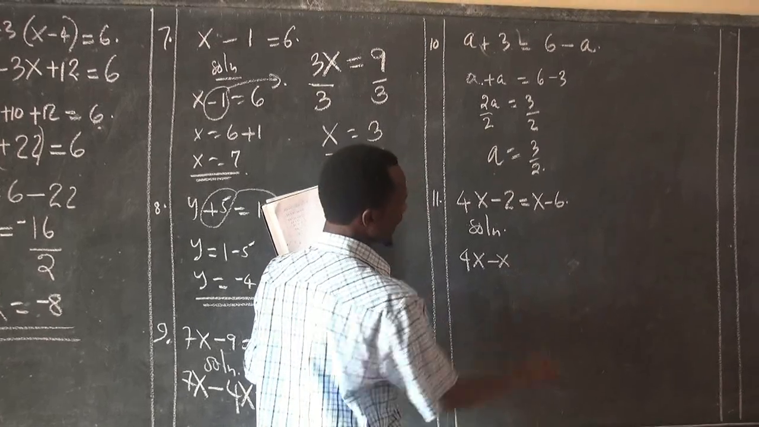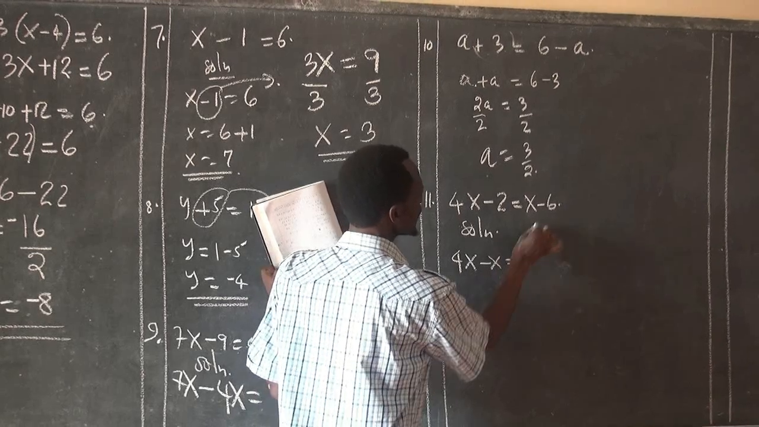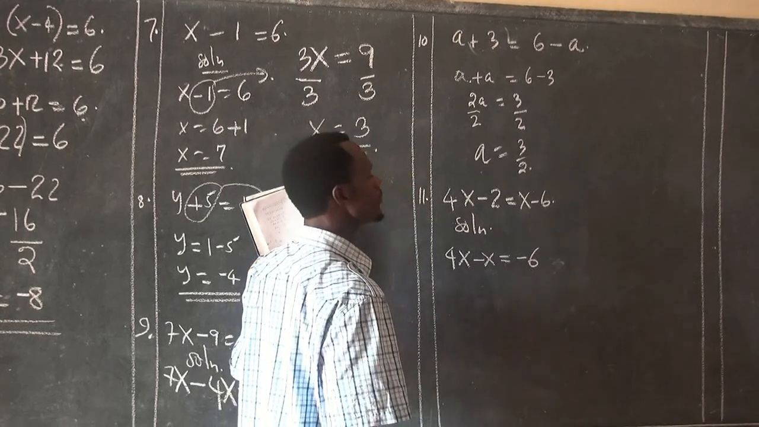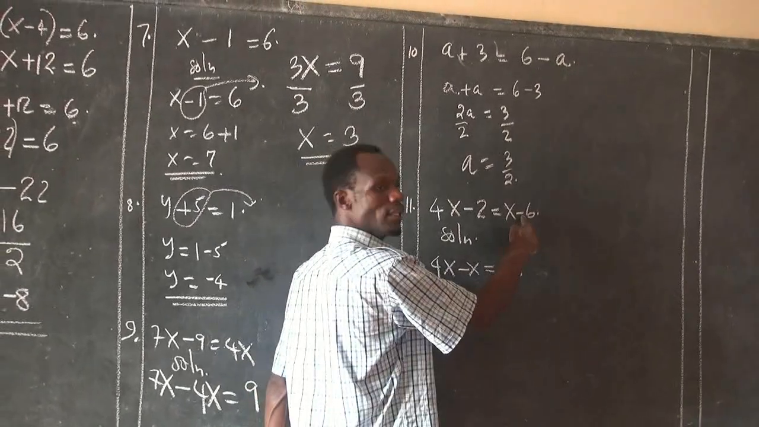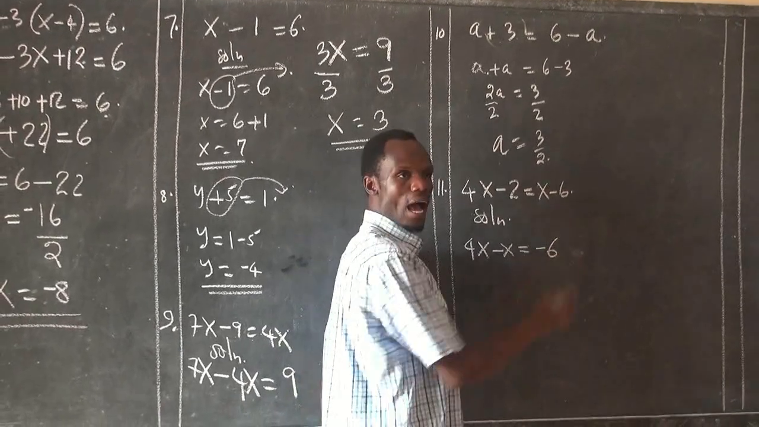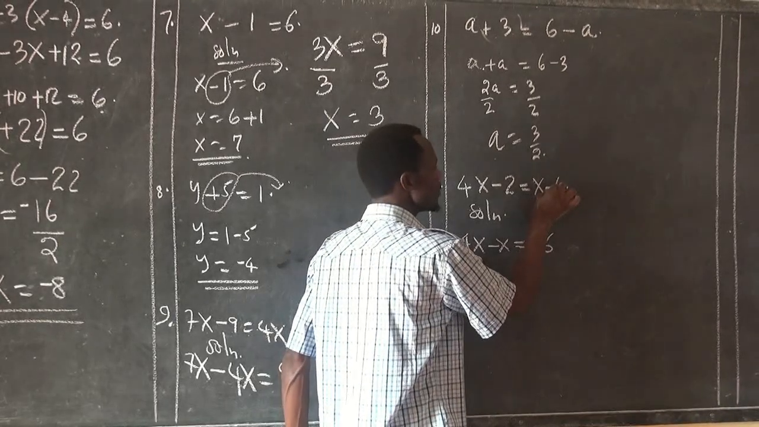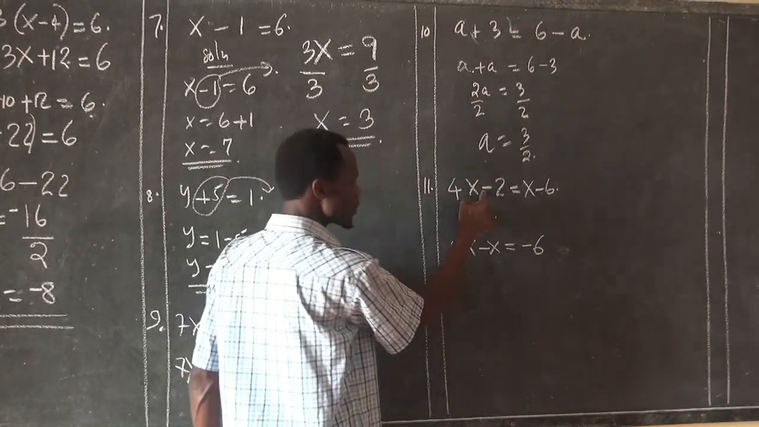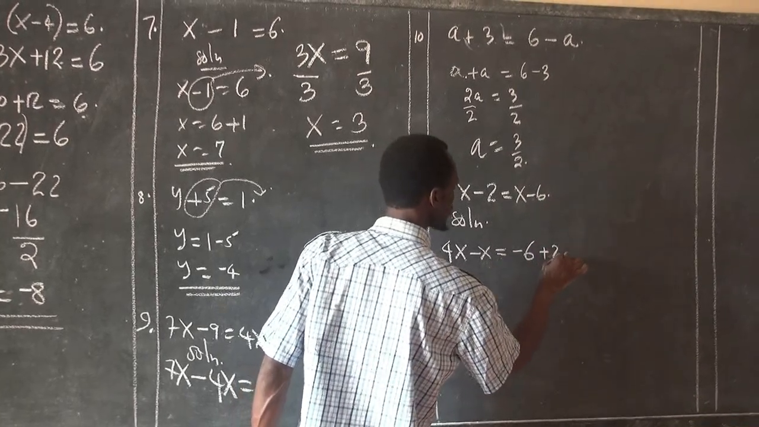Now this positive x becomes negative x, as I bring it to this side. Then is equal, this is negative 6. The negative 6 is still there because nothing has been done to it. The sign behind a number belongs to that number. And that's why it is negative 6. Then this is negative 2; when you take it to the other side, it becomes positive 2.